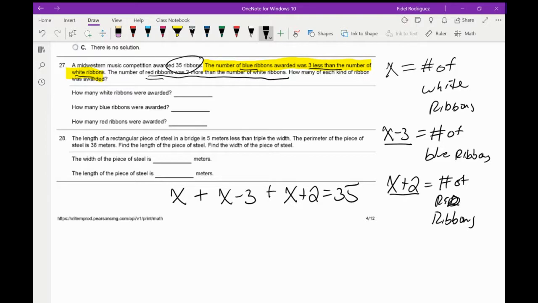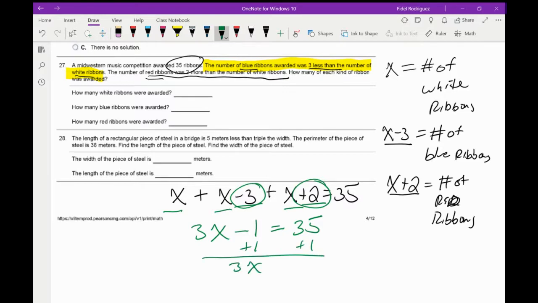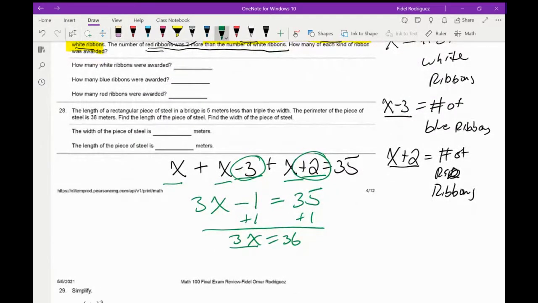Now remember, we're looking for three things here, y'all. And in my problem, I see the letter X three times, okay? So now when we start to combine like terms, X, X, and X is going to give me a 3X, and then a minus three and a plus two. So if I owe you $3 and I only have two, y'all, I still owe you one, okay? And now we can go ahead and start solving for X by adding one to both sides. And now we're going to divide both sides by 3, and I'm going to come up with X is equal to 12.